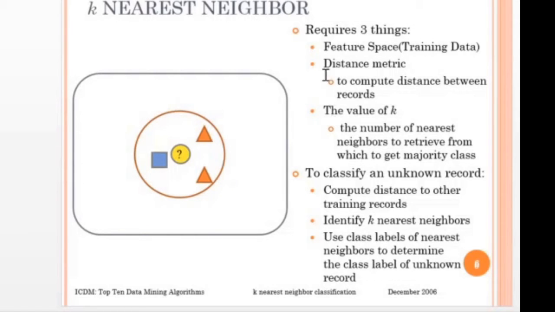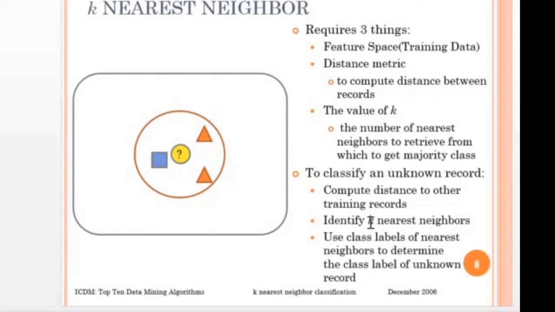So what you need for using this algorithm is a distance metric. What is the distance metric? It can be Euclidean distance. It can also be Mahalanobis distance. Any distance metric you can use to measure the distance of the unknown example from the known examples. You have to measure the distance to know the proximity.